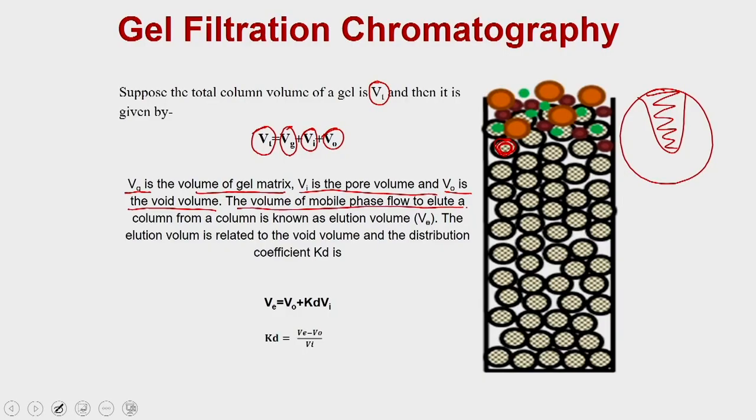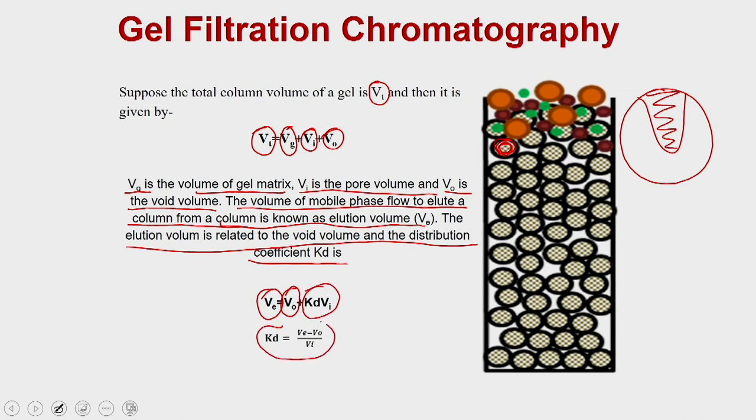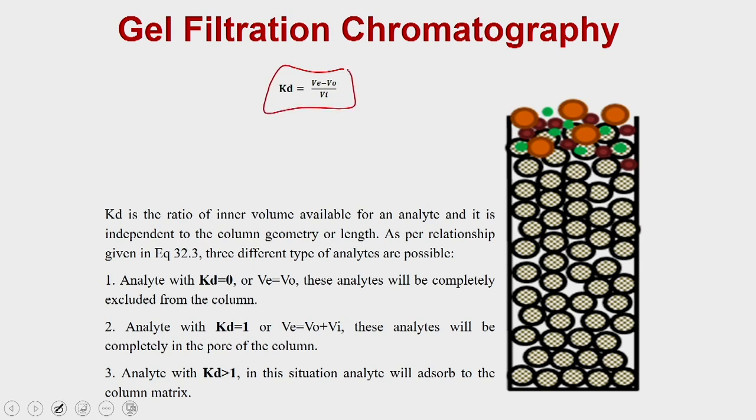The volume of the mobile phase flow to elute a substance from a column is known as the elution volume, or VE. The elution volume is related to the void volume and the distribution coefficient KD. So, the elution volume VE is equivalent to VO plus KD times VI. If you rearrange, KD is equivalent to VE minus VO divided by VI. So, that is the formula for KD. KD is the ratio of inner volume available for an analyte, and it is independent of the column geometry or the length. As per the relationship, three different types of analytes are possible in a gel filtration column.